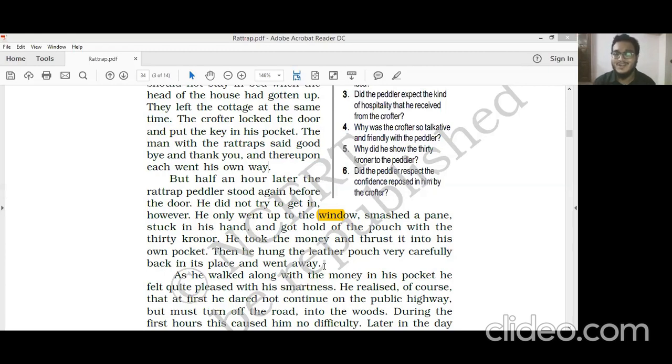Okay, students, what did he do? He took the thirty kroner bill and then he hung the pouch there. Understood, all of you? After seeing the money, he was not able to believe that this old man had money. And after seeing the money, the greed in him, what I talked to you about yesterday, the jealousy, the greed in human beings, human nature is quite a different one. The same thing we are able to see: he took the money.